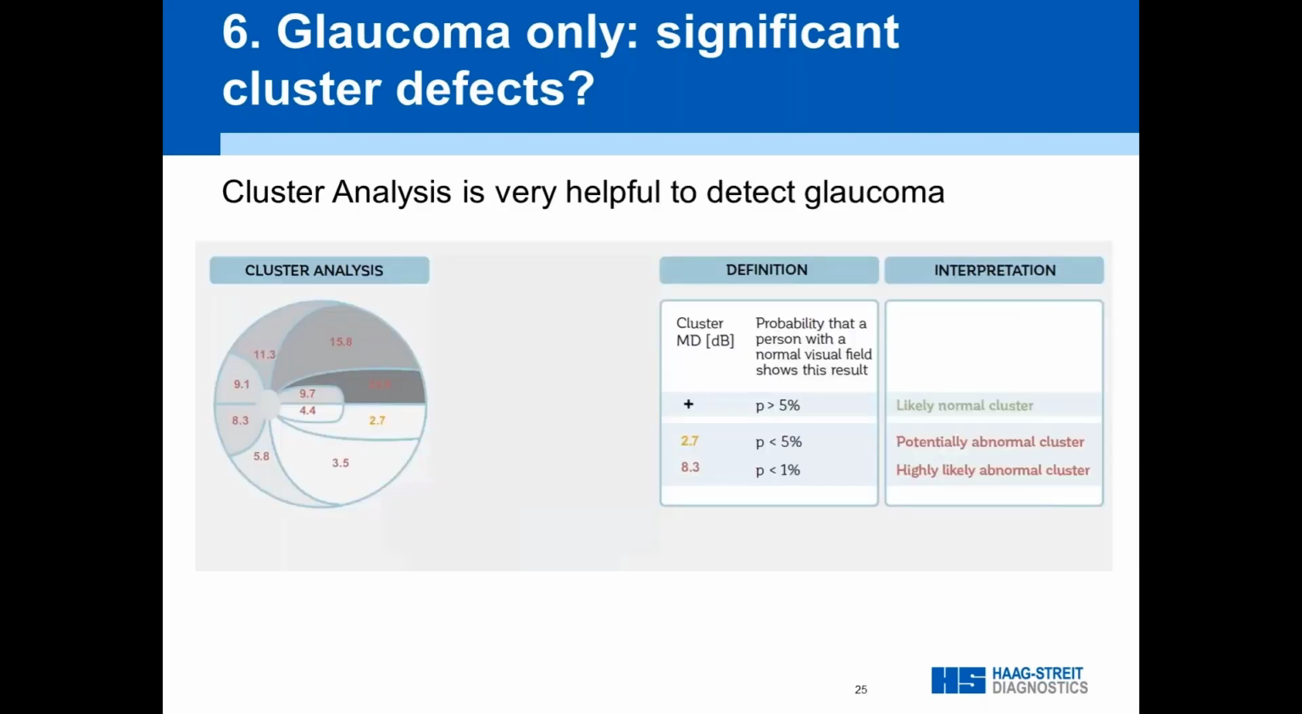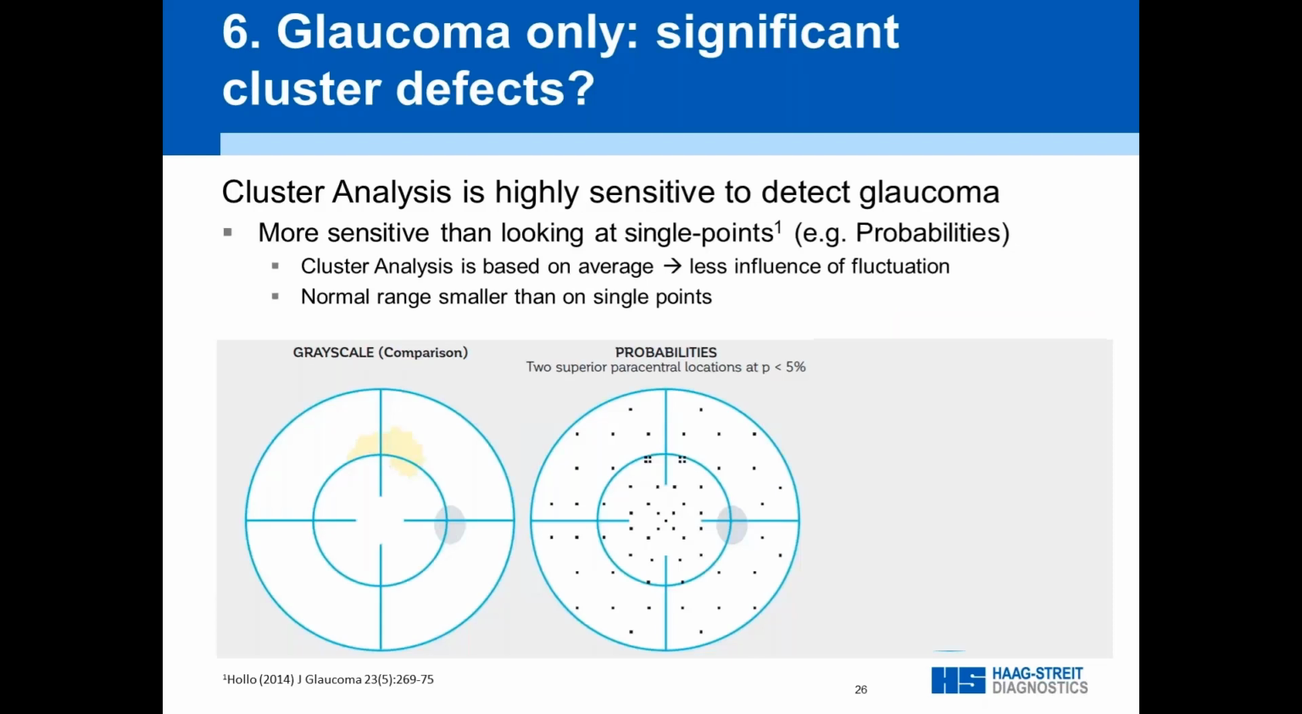You see an example here. I said if you get a plus, that's a likely normal cluster, and if you get these colors, that's quite a highly likely abnormal cluster. So now let me illustrate why this is cool. The cluster analysis has actually been proven by a number of studies to be the most sensitive tool to detect early subtle glaucoma. And let me explain you why.